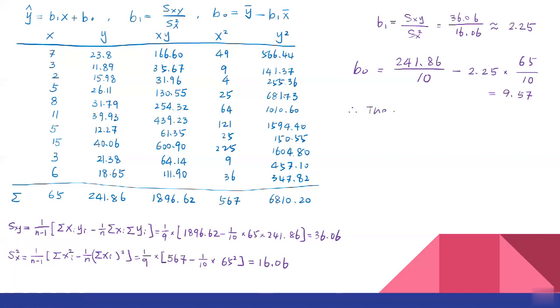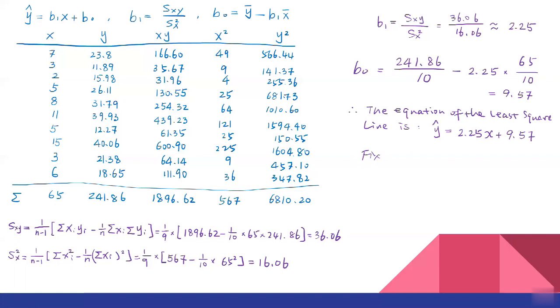So the equation of the least square line is y hat equals 2.25x plus the y-intercept, which is 9.57. This is our least square line, okay?